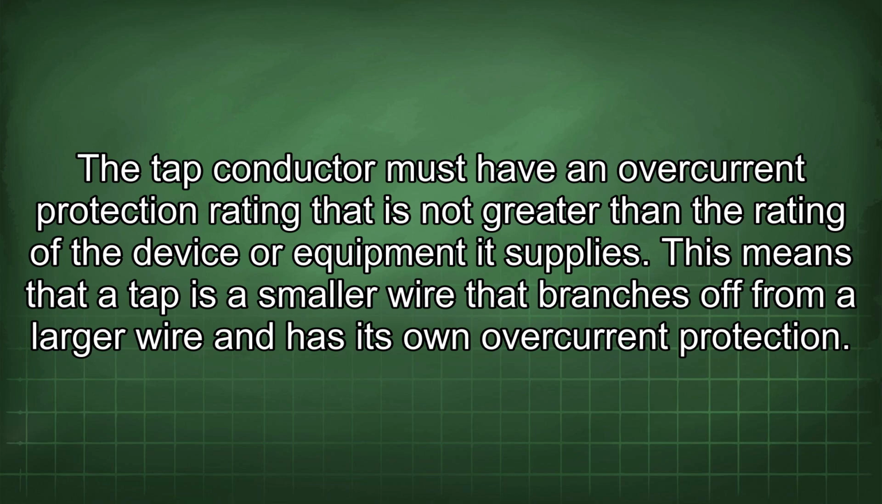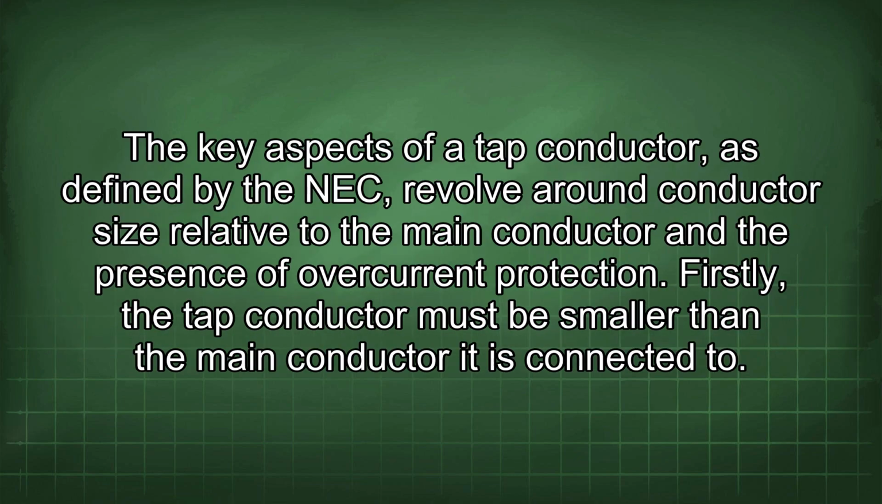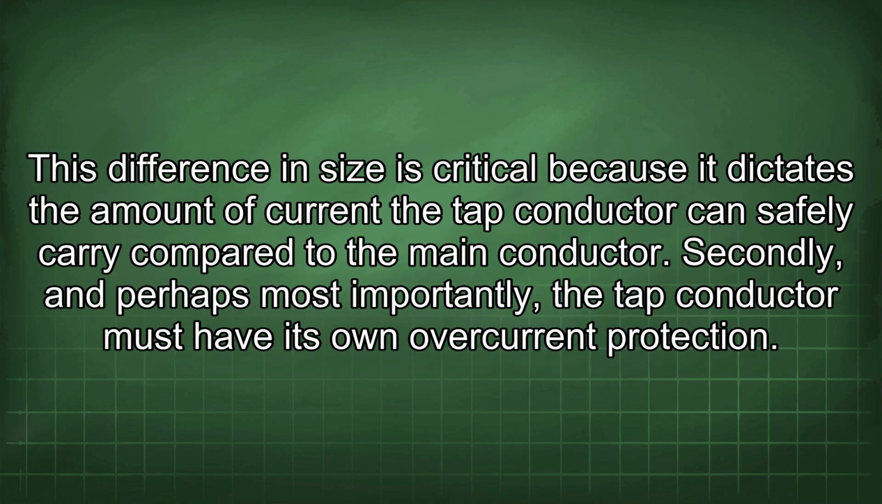This means that a tap is a smaller wire that branches off from a larger wire and has its own overcurrent protection. The key aspects of a tap conductor, as defined by the NEC, revolve around conductor size relative to the main conductor and the presence of overcurrent protection. Firstly, the tap conductor must be smaller than the main conductor it is connected to. This difference in size is critical because it dictates the amount of current the tap conductor can safely carry compared to the main conductor. Secondly, and perhaps most importantly, the tap conductor must have its own overcurrent protection.